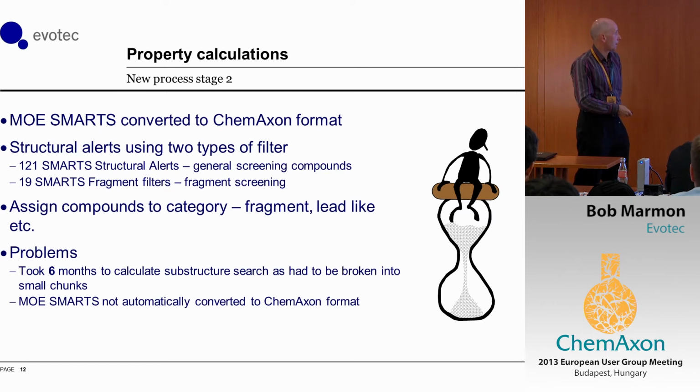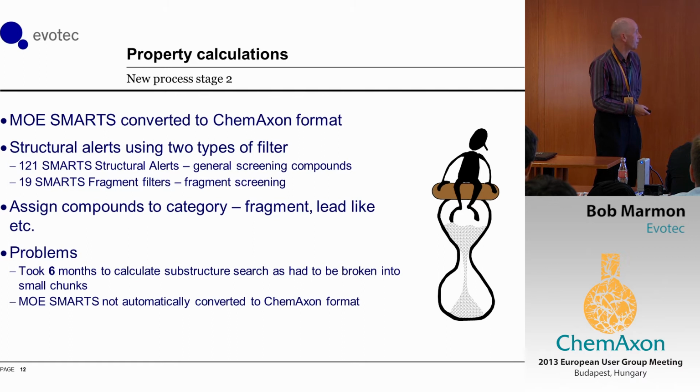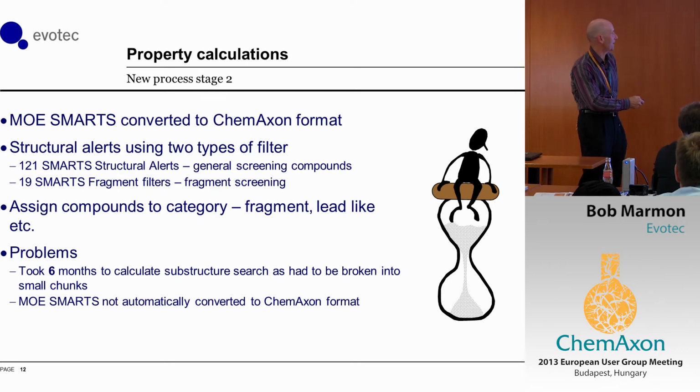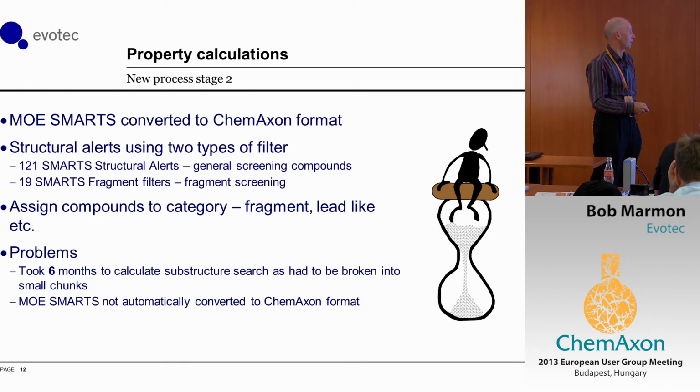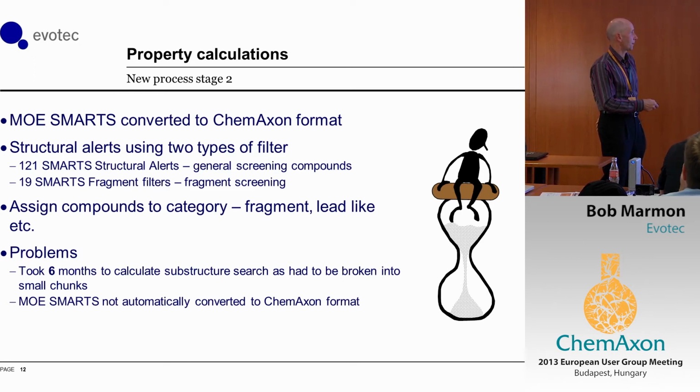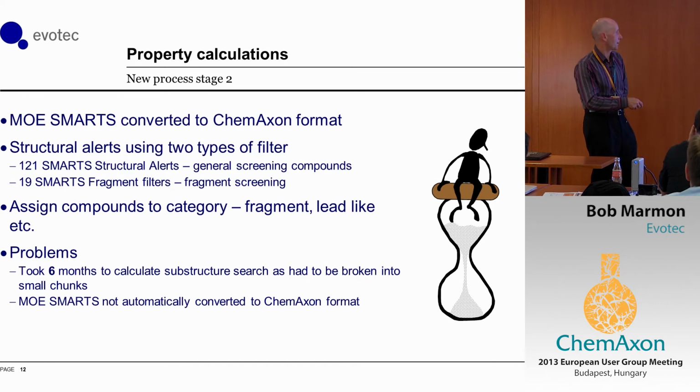So the next stage was that we had to run the structural alerts and the fragment filters on all the compounds so that we could put them into the different Evotec categories. So the first step was to convert the Mo smarts into ChemAxon format. Then we added a table of structural alerts and fragment filters into EvoSource, and then ran the substructure searches on all the compounds in EvoSource, and then combined with the physical properties we'd already calculated, we could put the compounds into different categories.